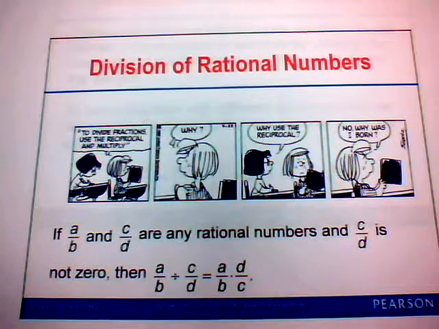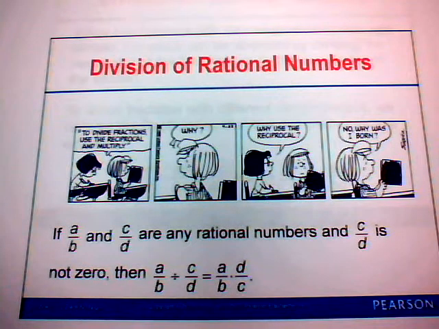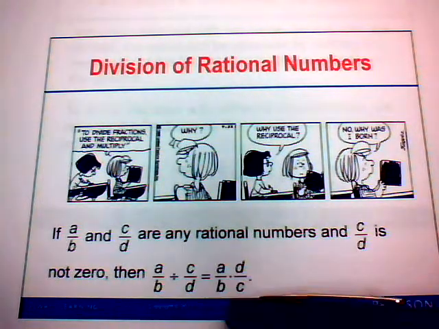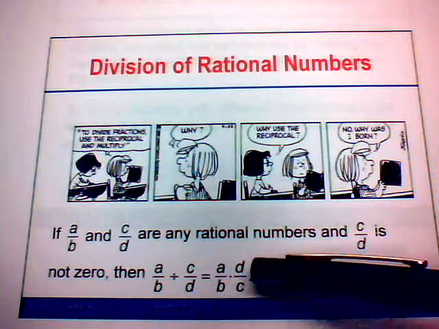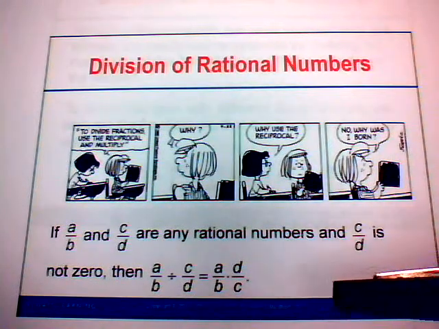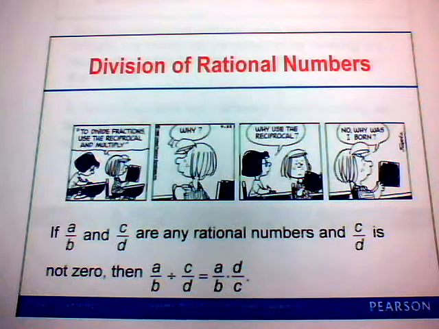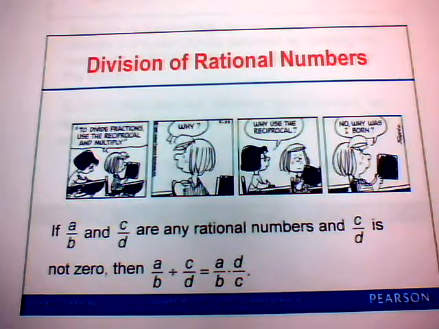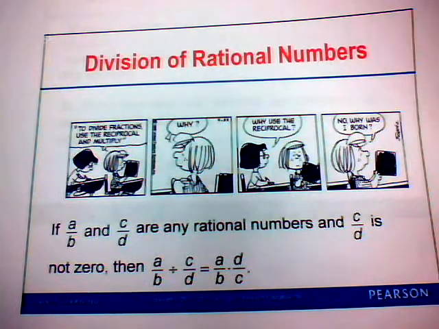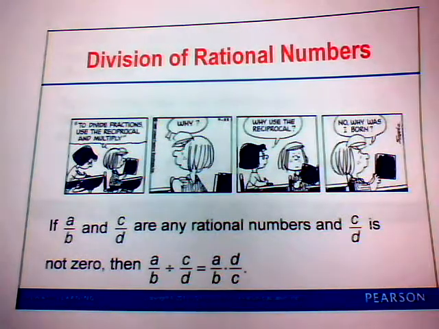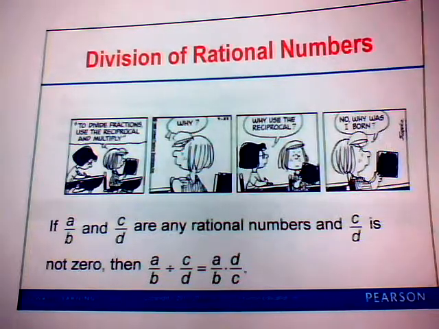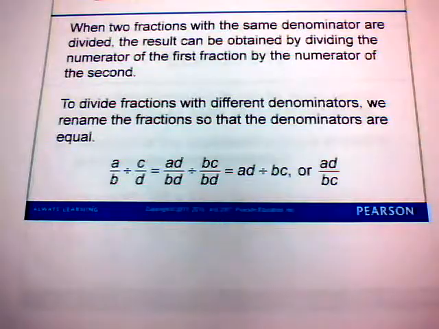Now here, a over b and c over d are any rational numbers, and c over d is not 0, then a over b divided by c over d is the same as saying a over b times d over c. In other words, when we divide fractions, we always multiply by the reciprocal of the second fraction. Okay? Anytime we divide fractions, we always multiply by the reciprocal of the second fraction.